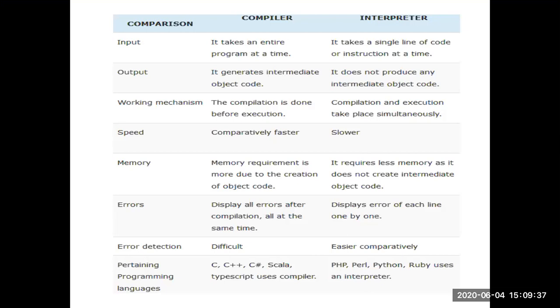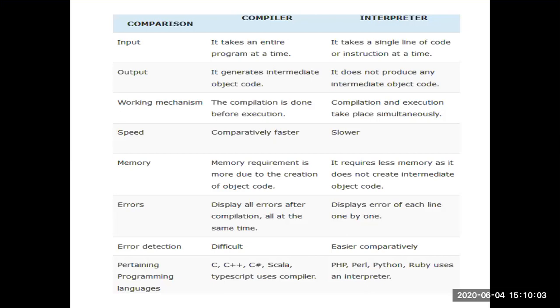In case of compiler, some intermediate object code will be generated. We will see that one in the structure of compiler later. What is this intermediate object code? Next, when we come to the working mechanism, the compilation will be done before execution. As already we said, compilation process will be done first, then execution will be done later. But when we come to interpreter, both compilation and execution will be done simultaneously.